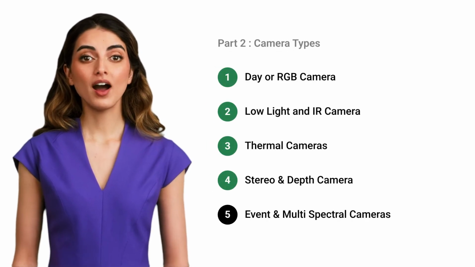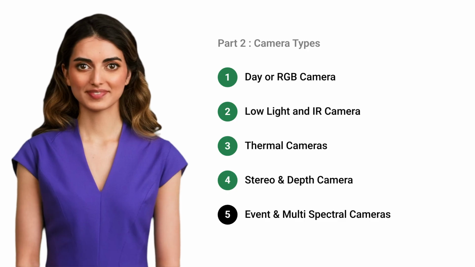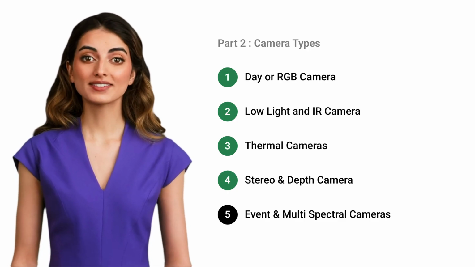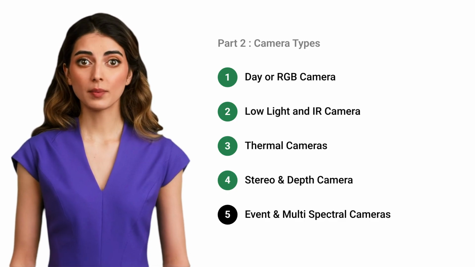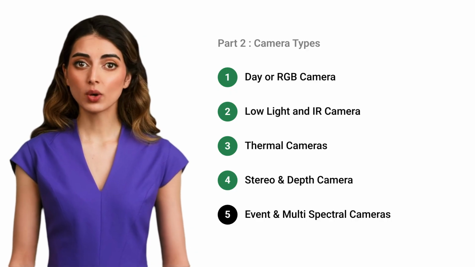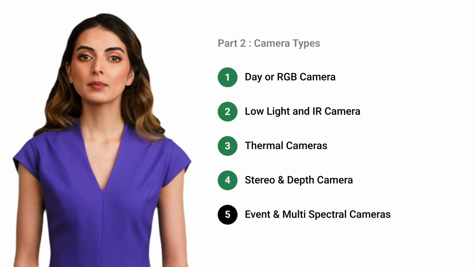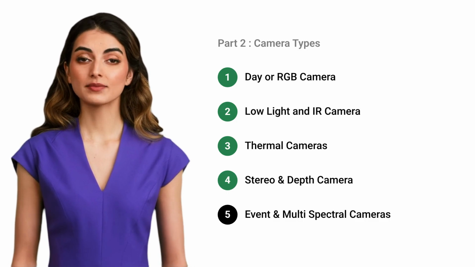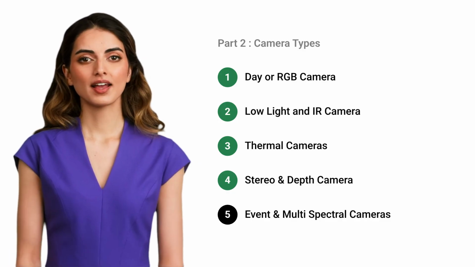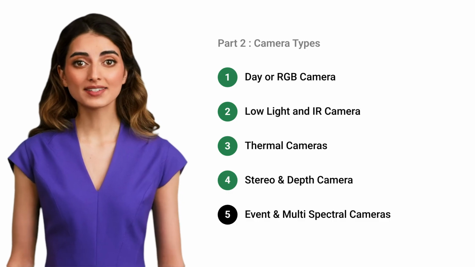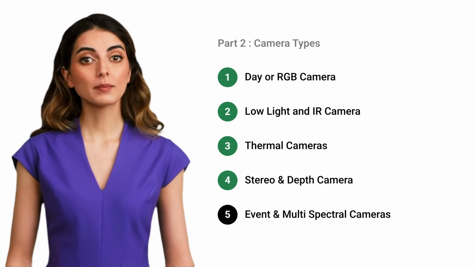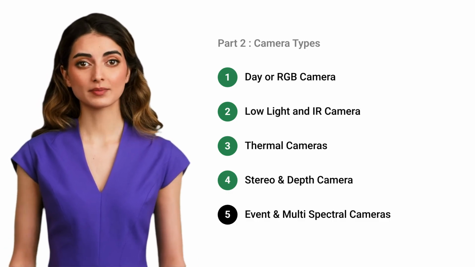Let's take one last look at our agenda. We have now completed stereo and depth cameras and understood how they help a UGV measure distance, detect obstacles, and interpret its surroundings. Let us now move to the final topic: event and multispectral cameras. These advanced cameras support high-speed sensing, specialized detection, and more intelligent perception in complex mission environments.